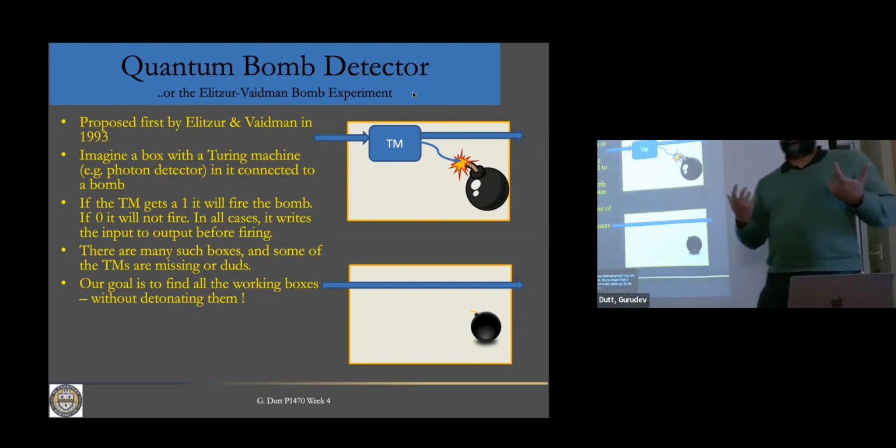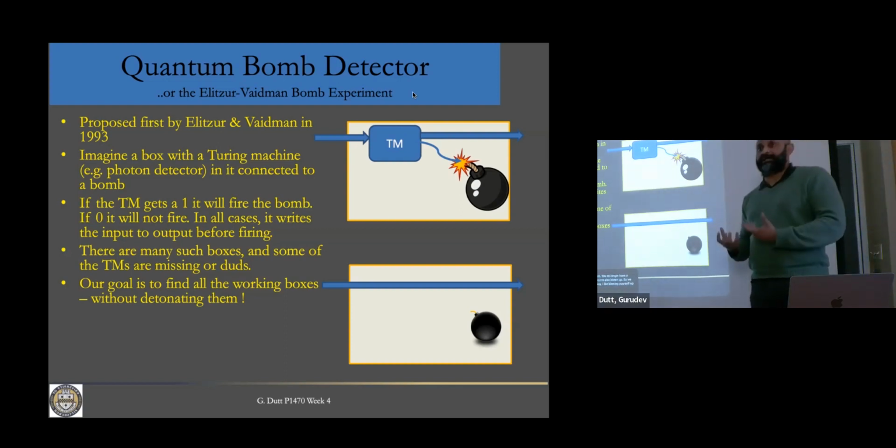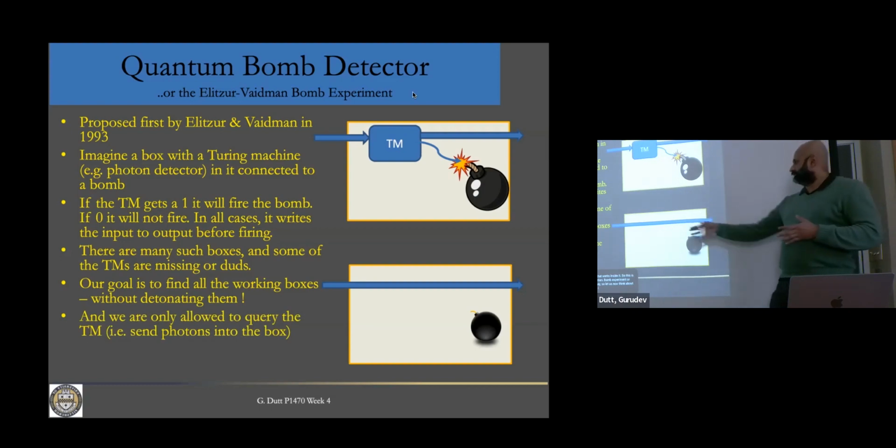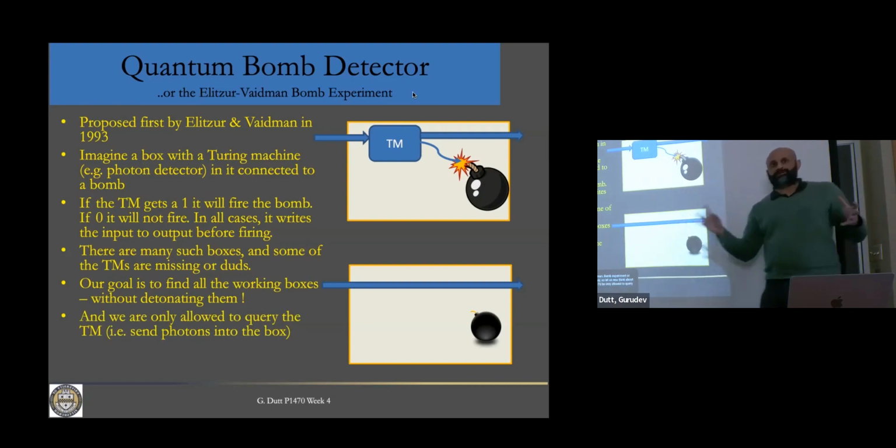Avoid blowing yourself up and also have at the end of it a working box that you know has a bomb that works inside it. So this is the Elitzur-Vaidman bomb experiment or bomb problem. So let us now think about how we could. And we're only allowed to query the Turing machine. You're not allowed to do some other trick.